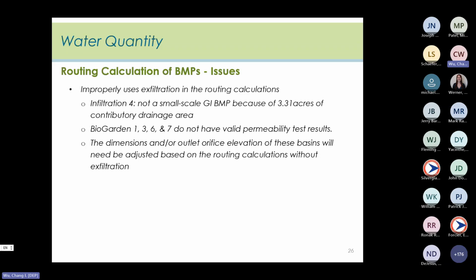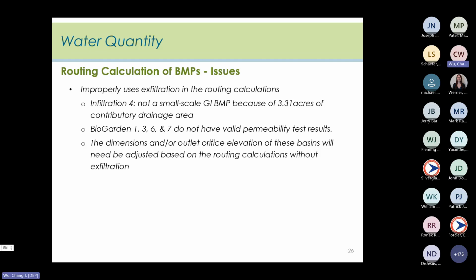And there are some issues to be noted for the routing calculation. First, there is improper use of exfiltration in routing calculations. Infiltration number 4 is not a small-scale GIBMP because it has 3.3 acres of contributory drainage area. So you cannot use exfiltration in the routing of infiltration number 4.